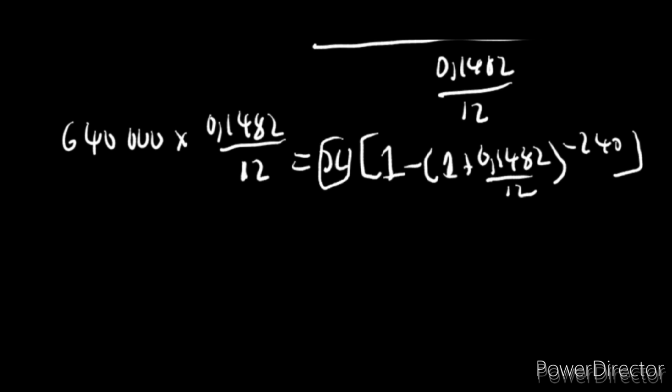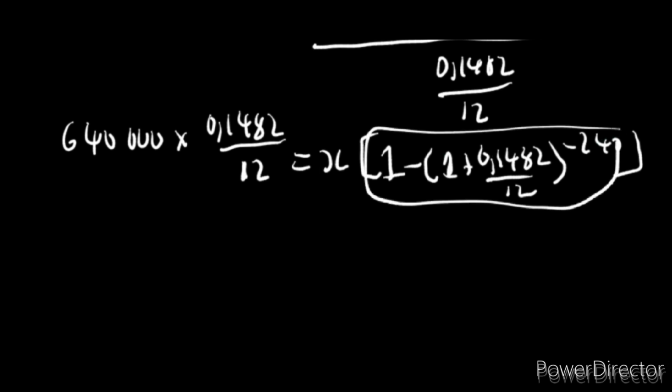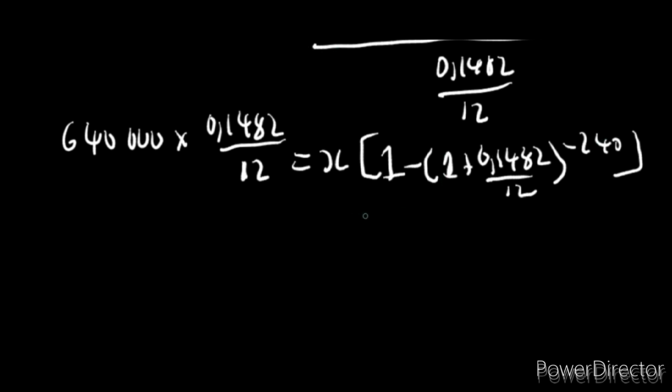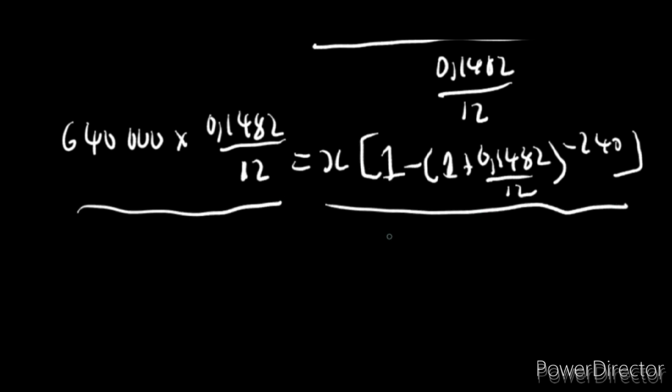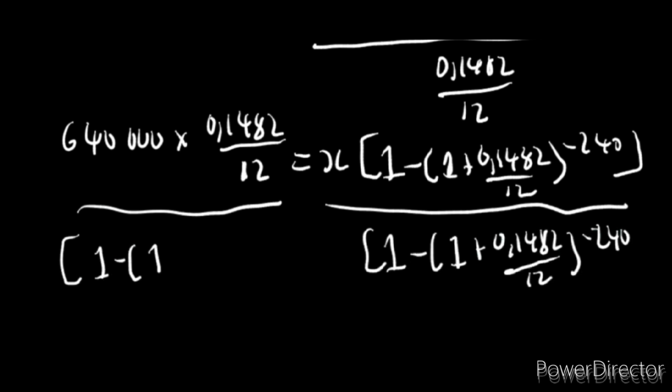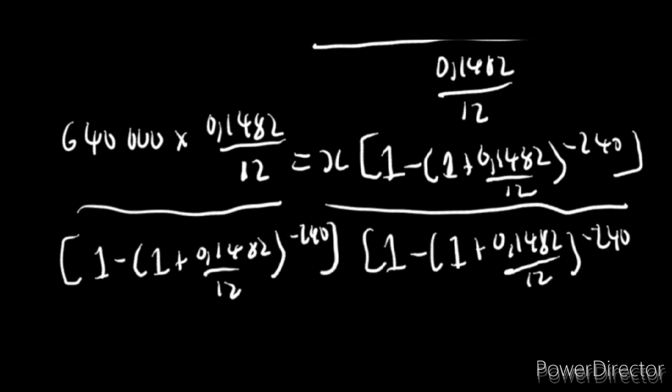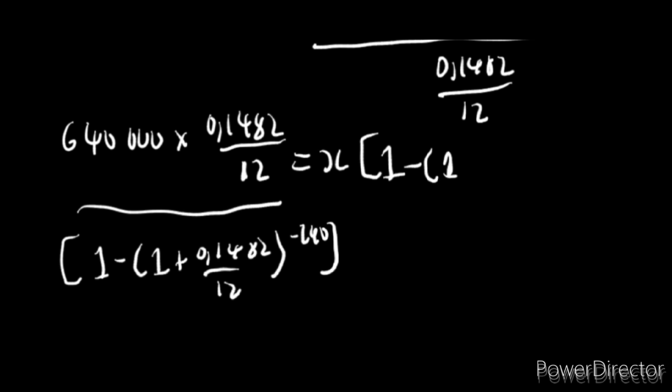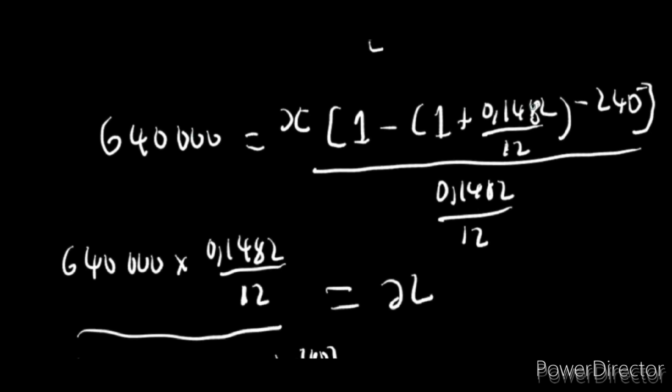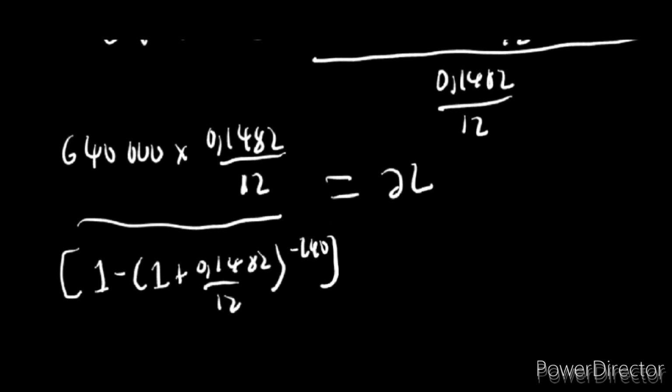In order for x to be the subject of the formula, we have to get rid of this. Since they're multiplying, we just divide both sides by this particular portion. So these two will cancel, and we'll be left with x. This is how you make x the subject of the formula. Whenever you're looking for the regular payment, you just multiply this, then divide both sides by this. So this is what we have.